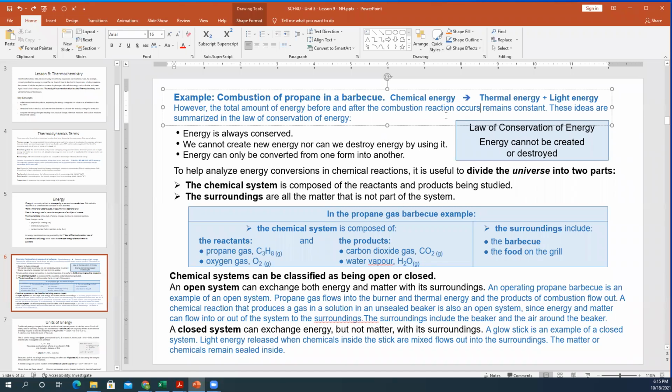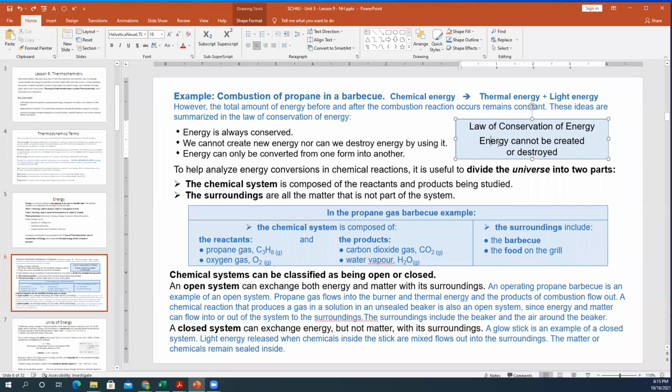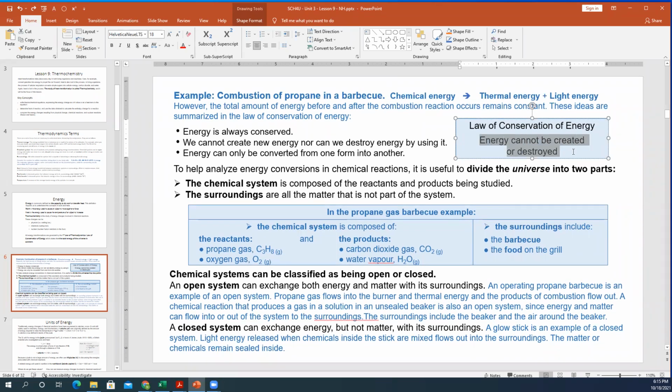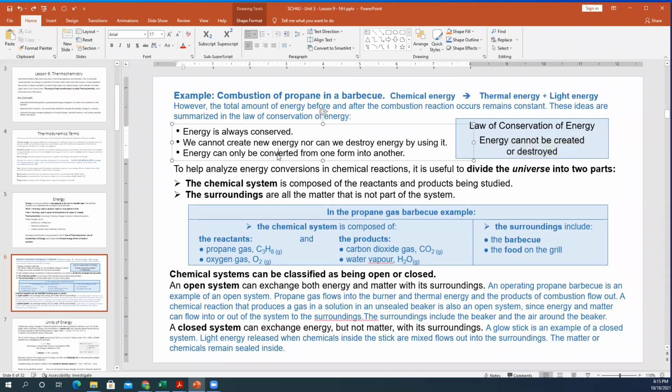Whatever amount of energy we had here as chemical energy will become the same total amount in thermal energy and light energy, because energy cannot be created or destroyed. It can only be converted.